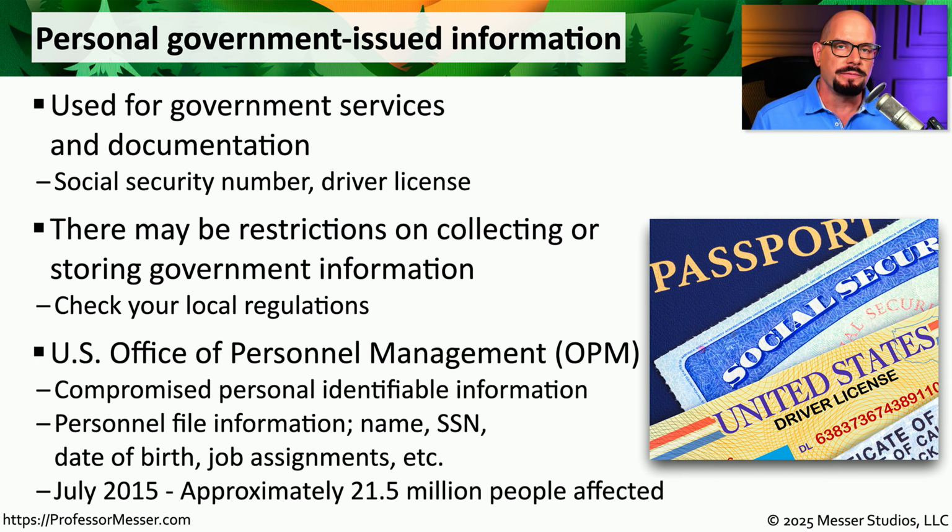Unfortunately, this collection of information by the government can sometimes be a disadvantage. For example, in July of 2015, the OPM, or the Office of Personnel Management, was compromised and personal information was leaked onto the internet. This included names, social security numbers, date of birth, job assignments, and other private information. A total of 21.5 million people were affected by this government breach.